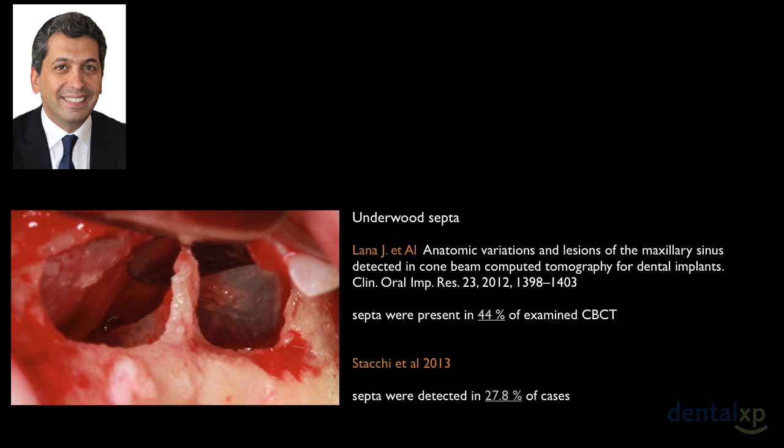As you can see in this picture, this is my sinus elevator, curette, and this is the membrane that I'm trying to elevate. You can see this septum that goes inside the sinus, and it's like a blade. It is a very thin and very sharp piece of bone that can easily lead to a tearing of the Schneiderian membrane of the sinus. This is why you have to detect it before doing the actual elevation technique.